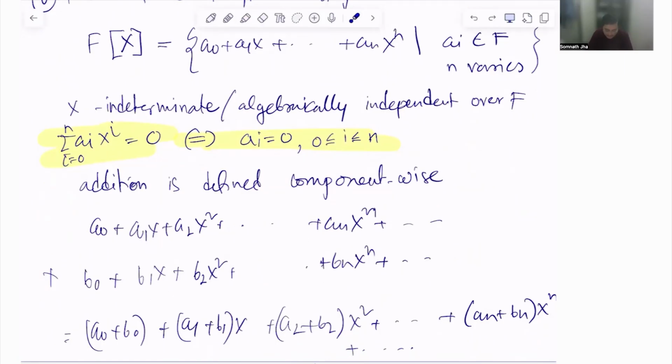You add two polynomials component-wise: a0 plus a1x plus a2x squared plus ... plus anx to the power n, and b0 plus b1x plus ... plus bnx to the power n.